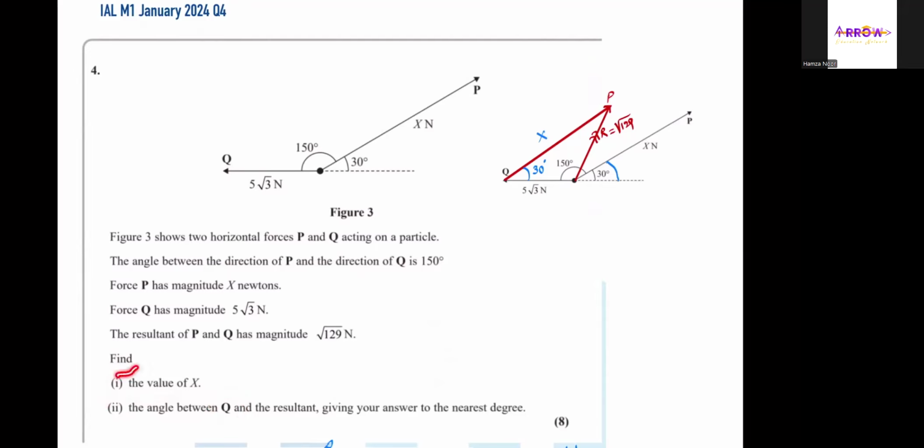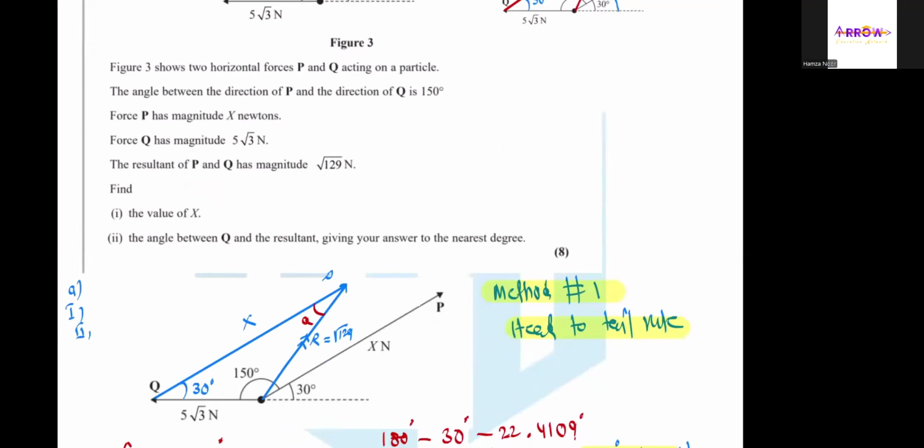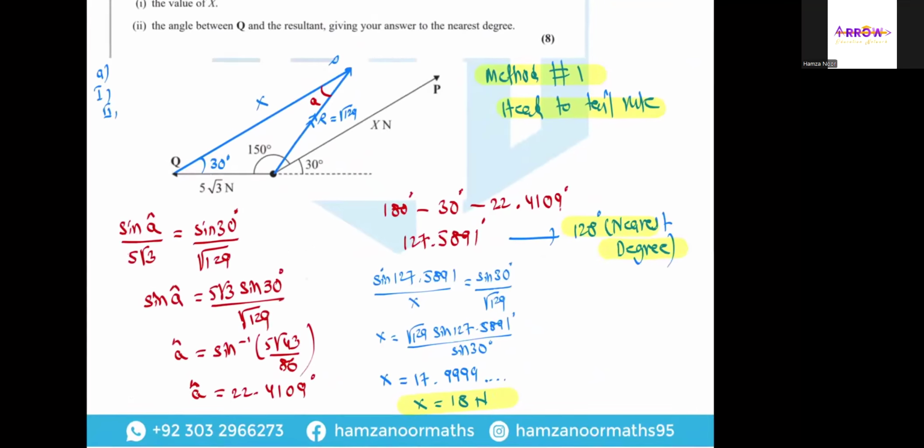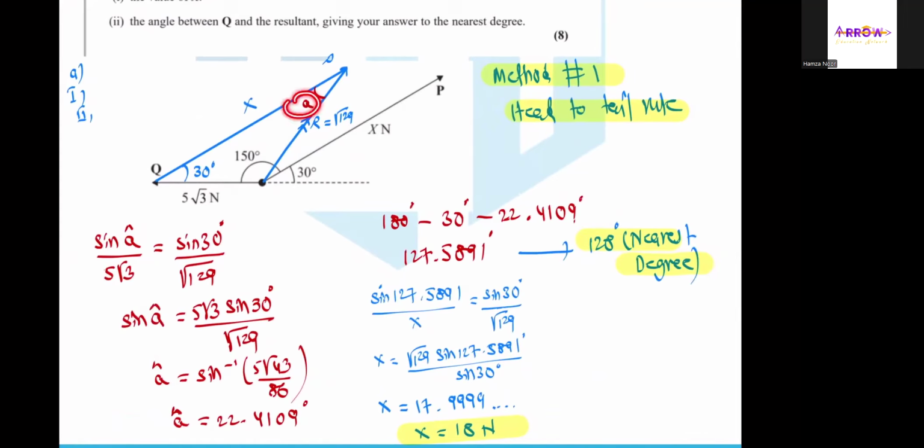While solving part 1, you can first fulfill the requirement of part 2, and you would be able to find the value of x according to part 1, and in the meantime also find the angle between Q and the resultant. So here is a complete solution on this page. First thing first, I marked this particular angle A over here, which is an acute angle obviously.